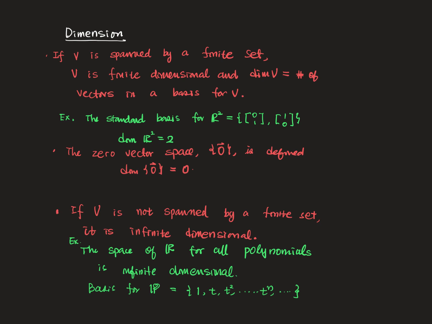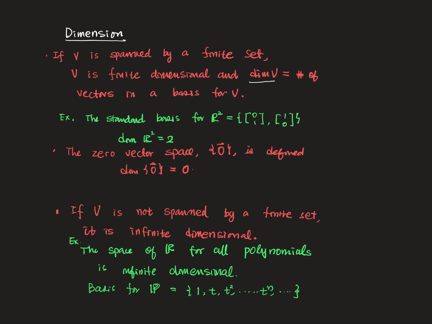Dimension is defined like this: V is a vector space spanned by a finite set, which means it is spanned by some number of vectors. In that case, we have a finite dimension. You write dimension V, and it is the number of vectors in a base. So you find the base for the vector space, count them. How many vectors are there? That we call the dimension.